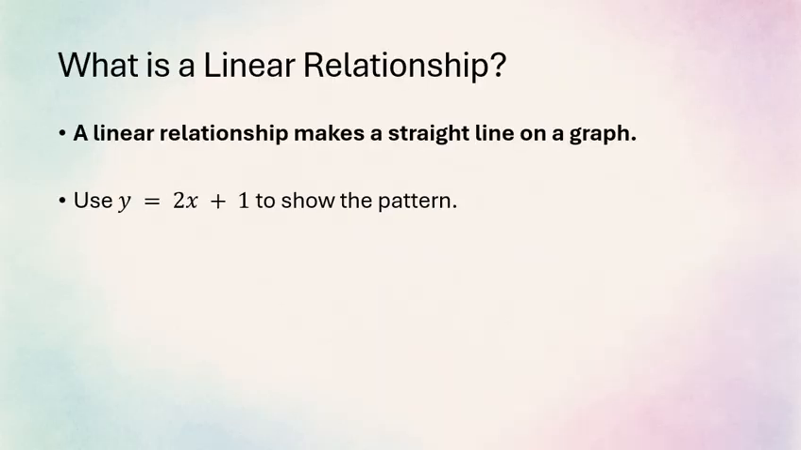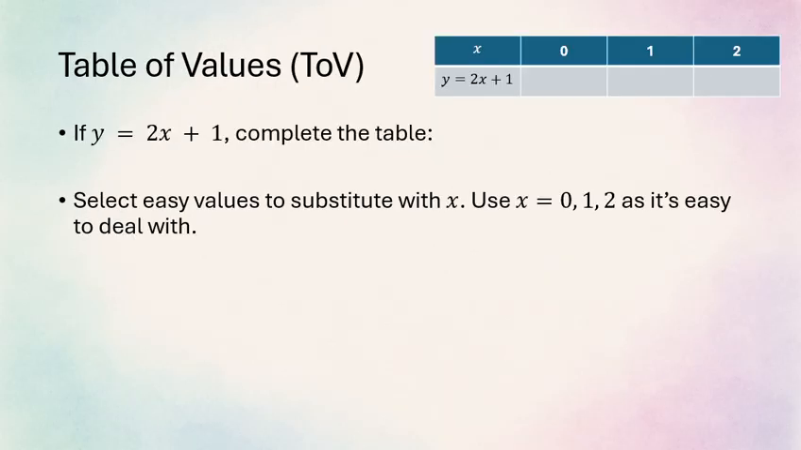Okay. All right. What's a linear relationship? This is the definition. A linear relationship makes a straight line on a graph. That's all it is. And I'm going to use this example, 2x plus 1, to show that exact pattern. Now, how are you going to do that?